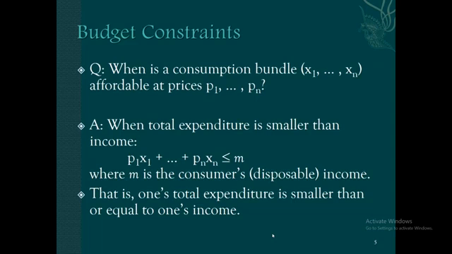So in this case, what we are talking about now is income. If your income is greater than the expenditure on the commodities, then you can afford all the commodities within the bundle. This is what is called when the expenditure is smaller than income. That is, p1x1 plus p2x2 plus etc. plus pnxn is less than or equal to M. M is nothing but your income, the consumer's disposable income. So one's total expenditure is smaller than or equal to one's income.